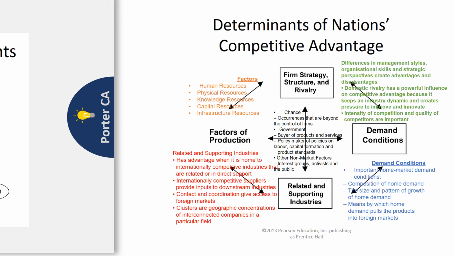So by satisfying all determinants in the Porter-Diamond model, the German car industry has built a sustainable national competitive advantage, and this competitive advantage is further reinforced with the help of the German government.